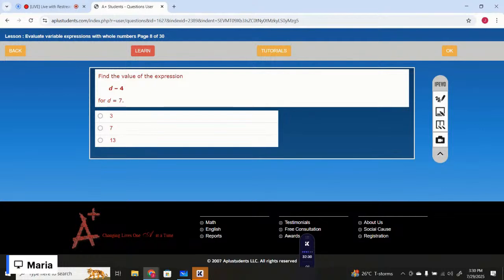Find the value of the expression d minus 4 for d equals 7. That is 7 minus 4 is 3. Option number 1 is the correct option.